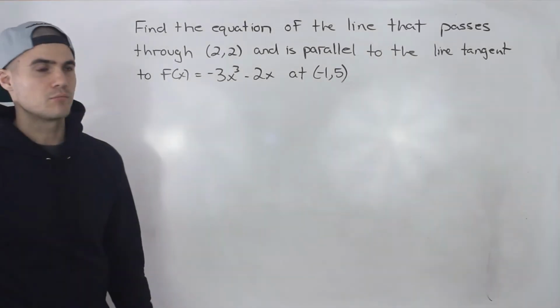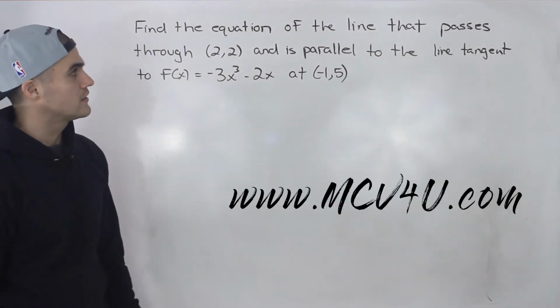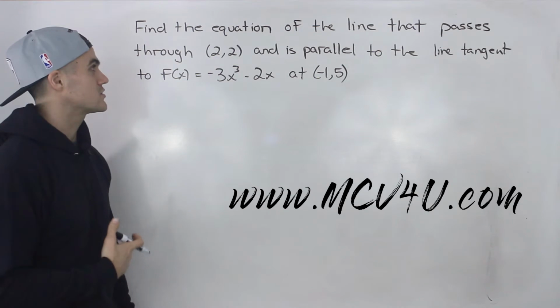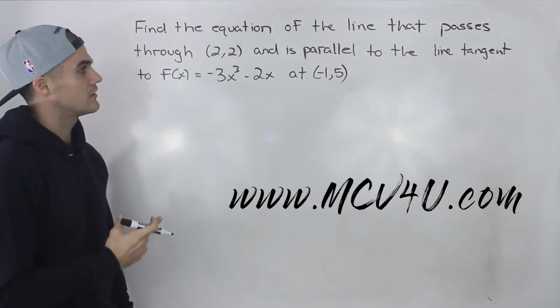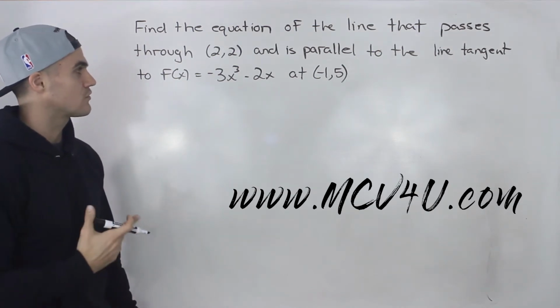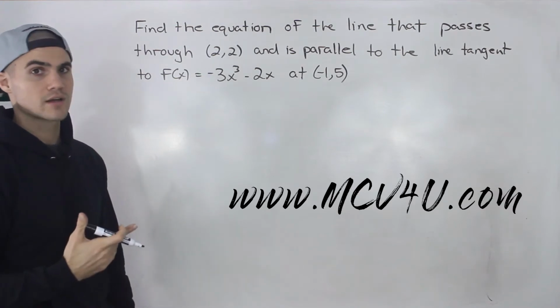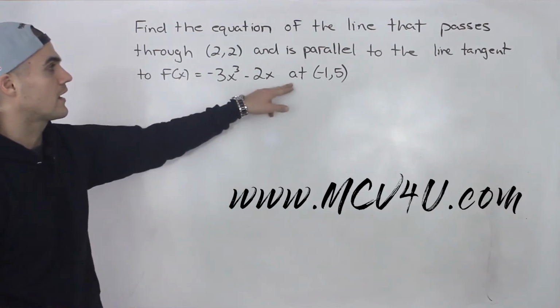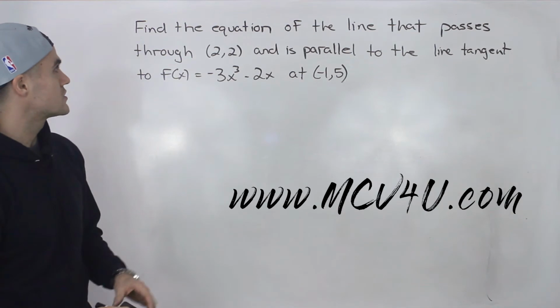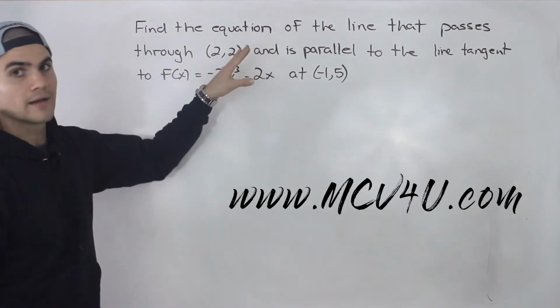Welcome back, everybody. Moving on to the next question. We have to find the equation of the line that passes through the point (2, 2) and is parallel to the line tangent to f of x equals negative 3x cubed minus 2x at an x value of negative 1, where y is 5. So we are finding the equation of some kind of line.